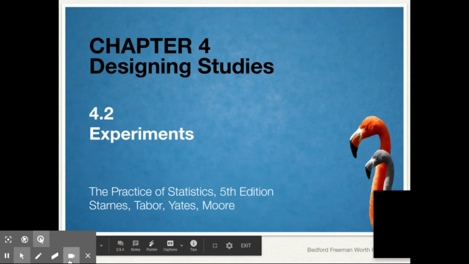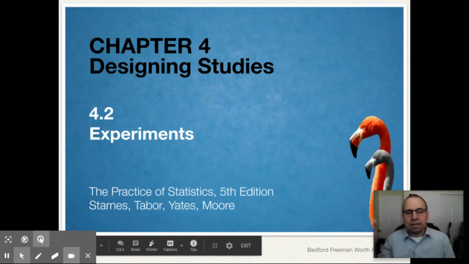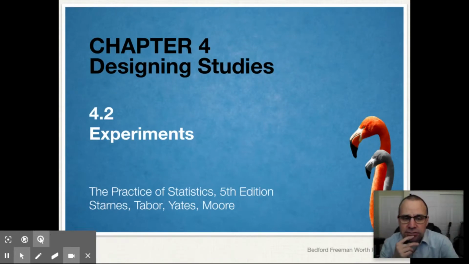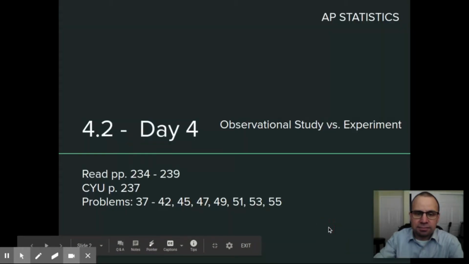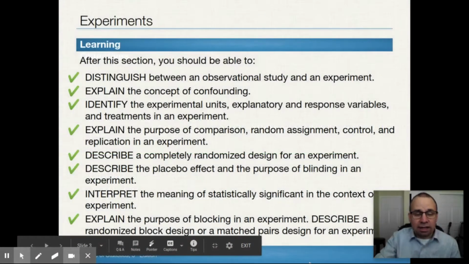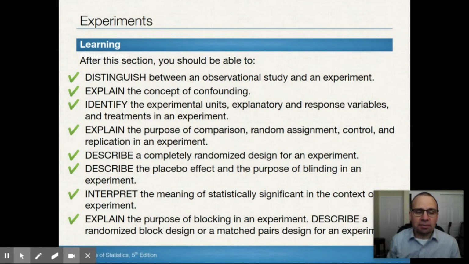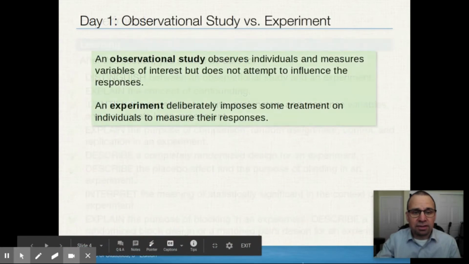Okay, math fans, let's get started. We're going to begin our chapter 4, section 2 with experiments, and so let's talk about that. There's a lot of objectives in this chapter, so I want to make sure that we spend enough time going over everything, so we're going to spend 4 days going over all of this.